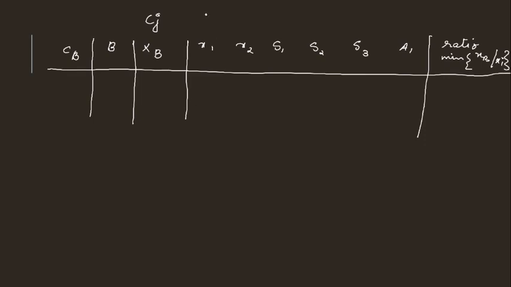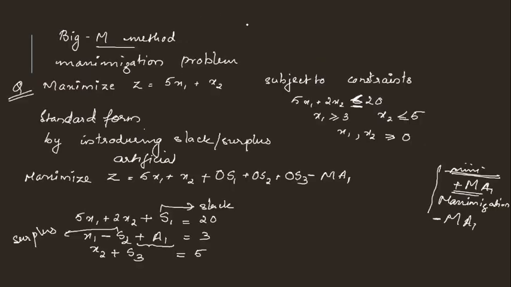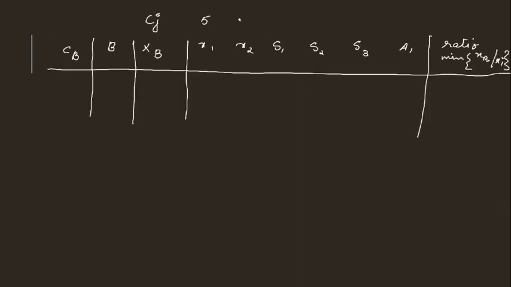Yeah, now what is your Cj? Cj, you just check it from your objective function. What is it? 5, 1, 0, 0, 0 and minus M, right? So 5, 1, 0, 0, 0 and minus M. What is CB? So sorry, first write the basic variables.